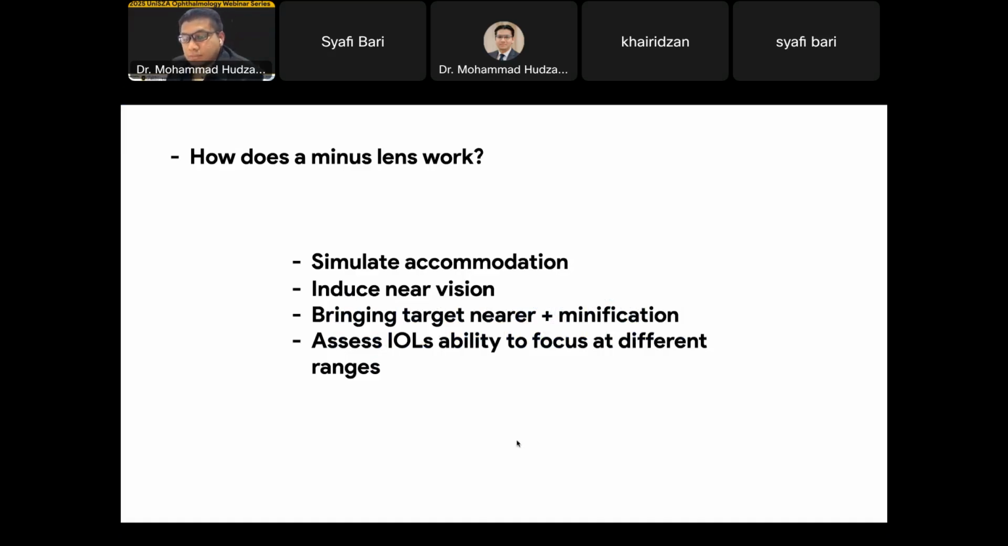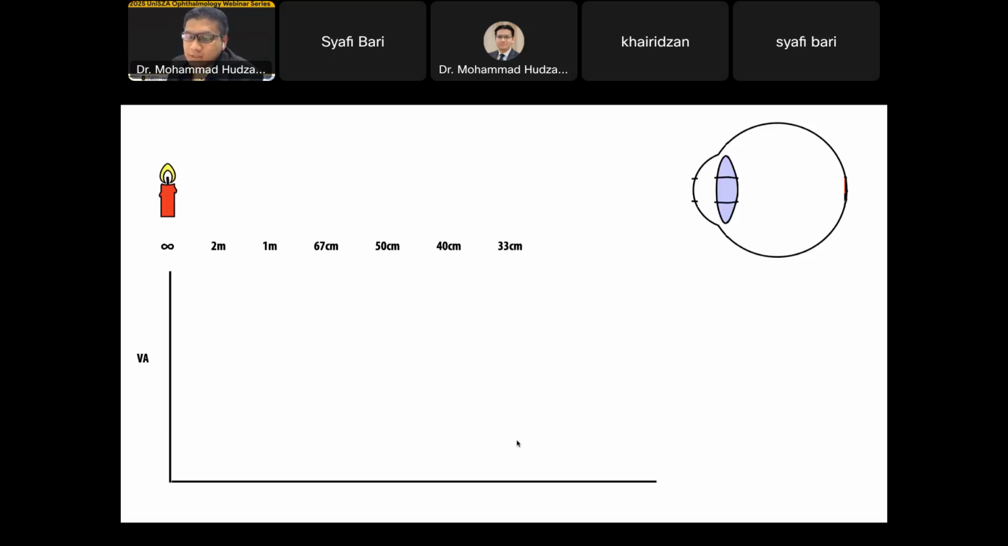As a recall, a minus lens will simulate accommodation and induce near vision. It can bring the target nearer, the virtual image is closer to you, and it will cause minification. We can use this to assess the IOL's ability to focus at different ranges of vision. So in this case, we put the Snellen at infinity, and then we correct the patient with full correction. So basically the patient has no residual power now, and looking at the Snellen chart, the patient can see clearly.